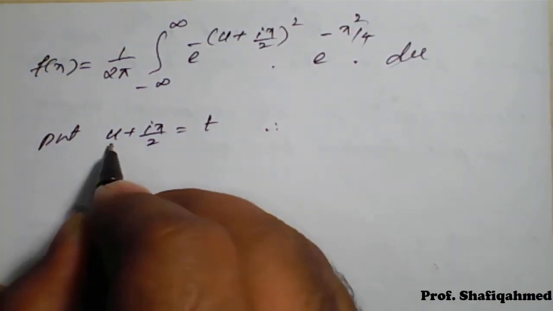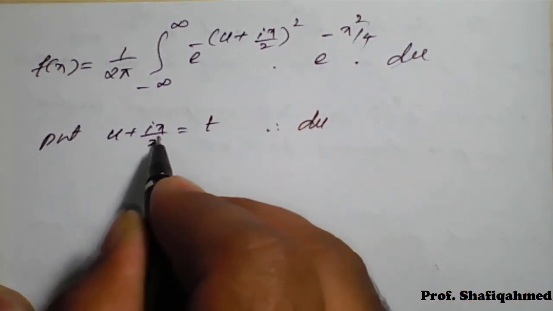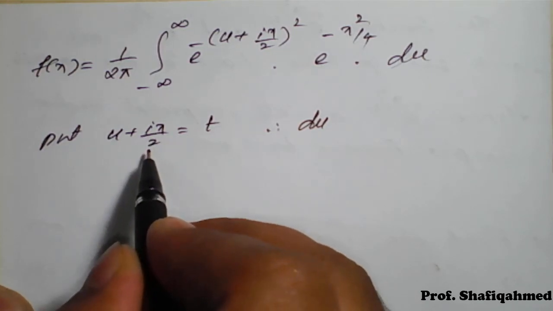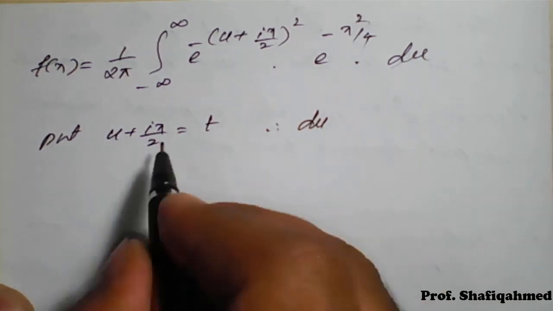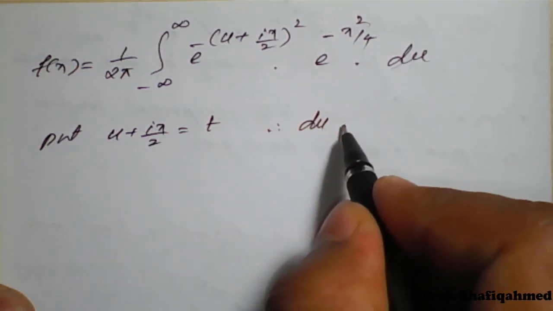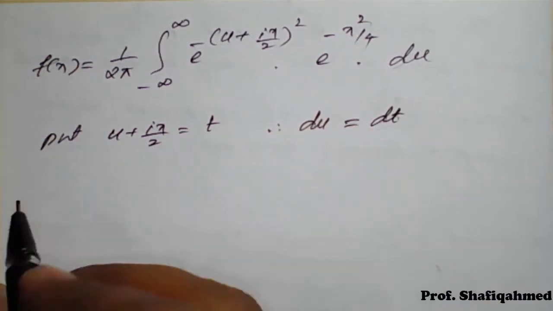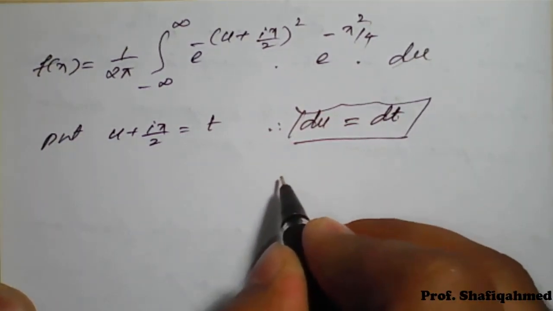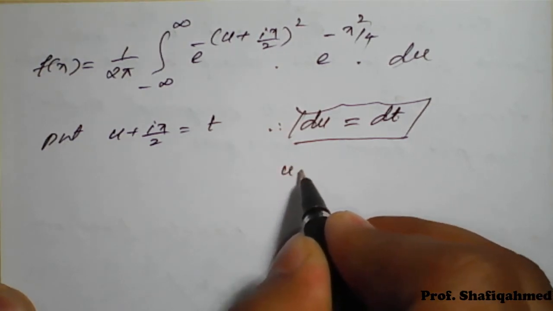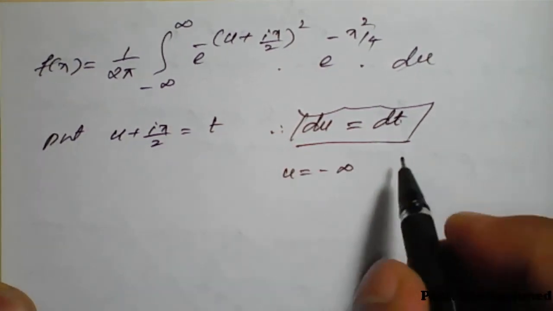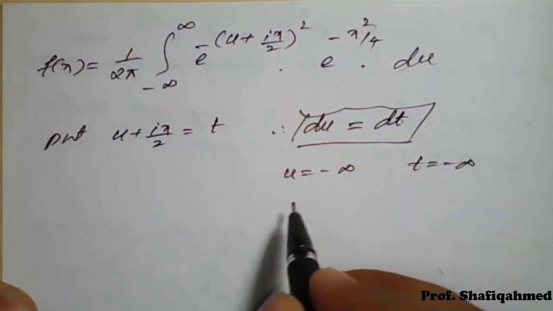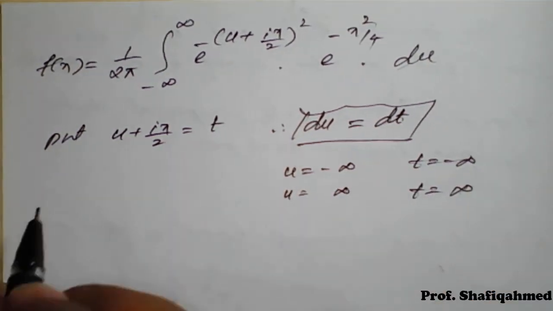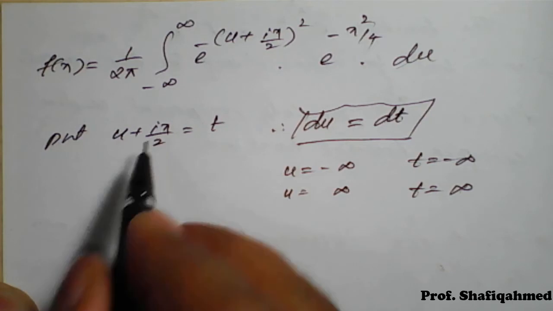Therefore on differentiation, du, here u and t are functions, so ix upon 2 will become a constant. So du is equal to differentiation of ix upon 2 is 0, leave it, is equal to dt. Okay, and the limit also will change here. So if u is equal to minus infinity, t will also become minus infinity. If u is equal to plus infinity, t will also become plus infinity, because this is a constant.